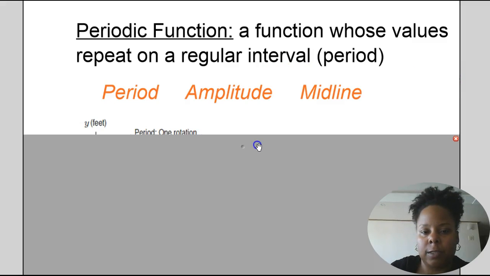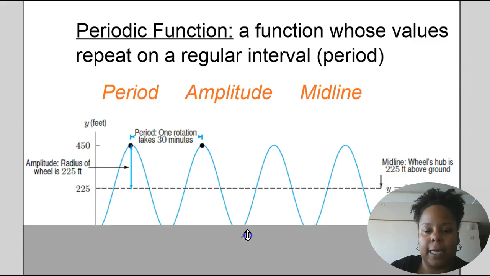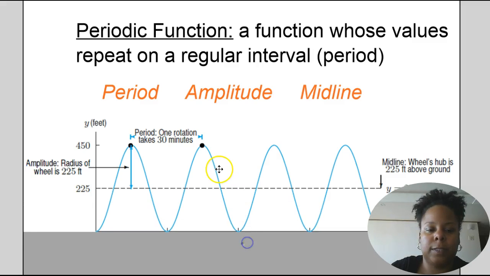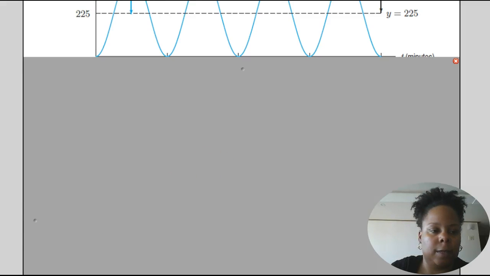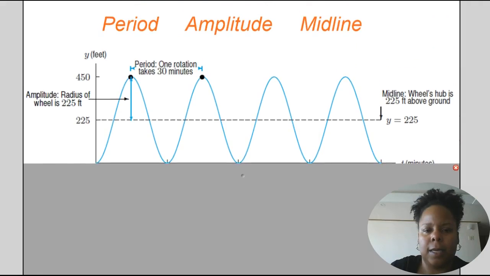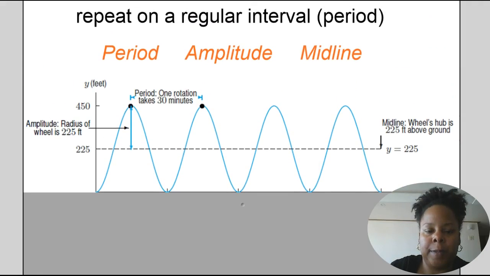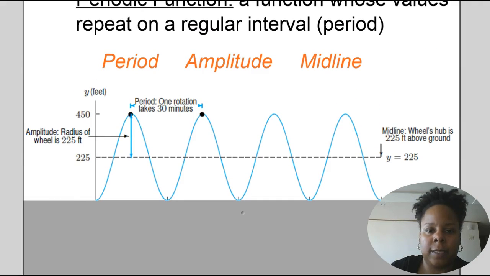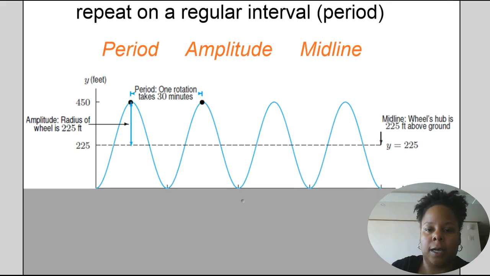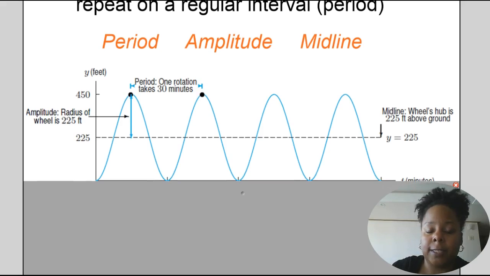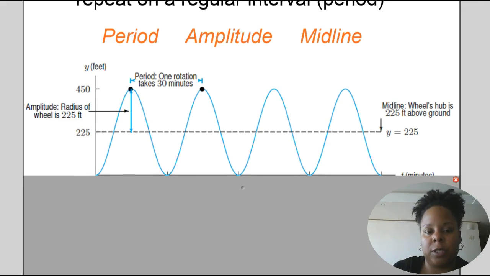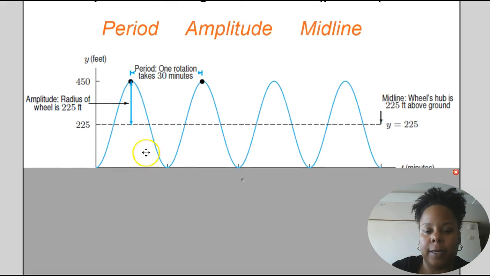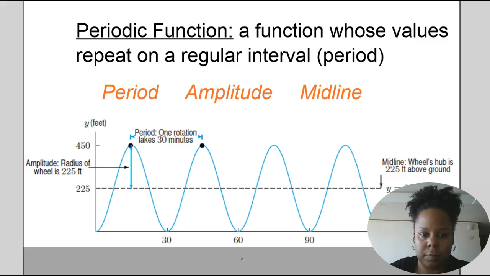The graph actually looks something like this. Okay? Let me move this up so you can see. Now we talked about being a periodic function, which means it repeats every certain time frame, and in our case it repeats every 30 minutes of the Ferris wheel because that's how long it takes for a cab to return to its original position. So the period is 30 minutes, and how do I know it's 30 minutes?